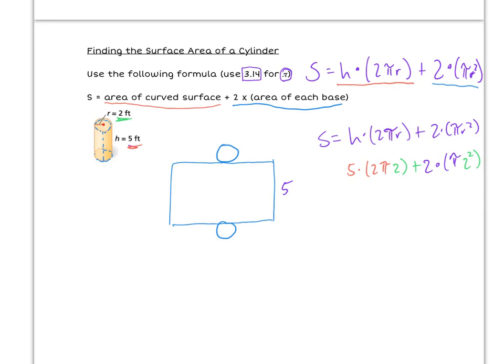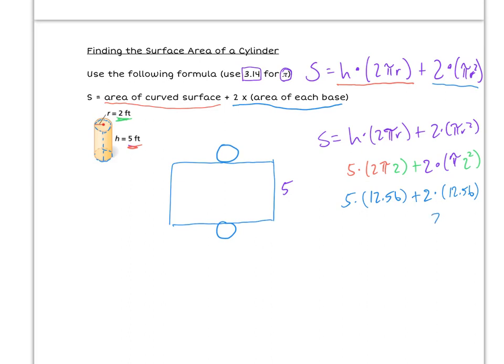So our first parentheses here are 2 times pi times 2 equals 12.56. We still have our times 5 out there. 2 times, and we've got our pi, so we'll do 3.14 times 2 squared. Gives me, interestingly enough, 12.56. Those won't always be the same. That just happened for this problem. And now we do our multiplication.